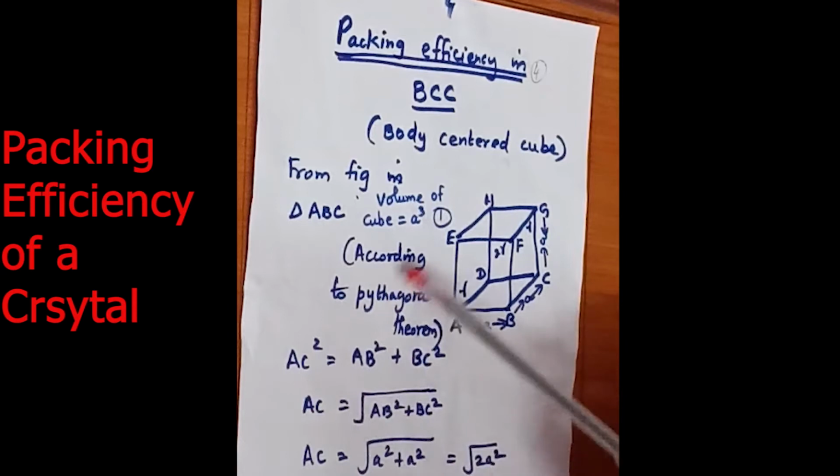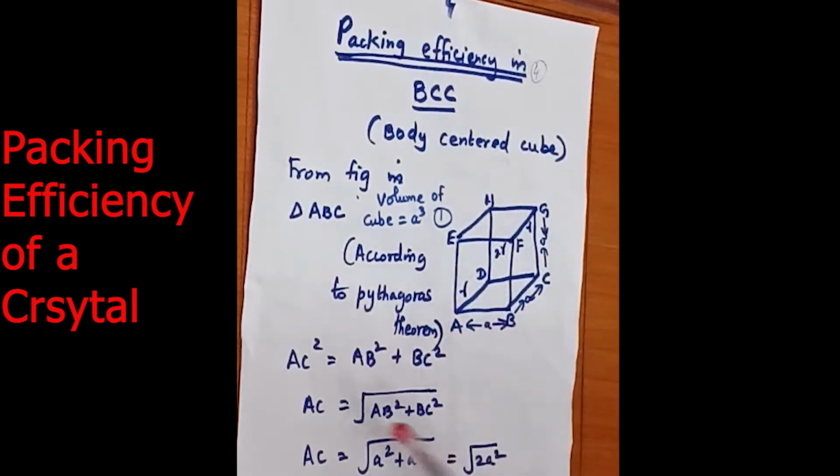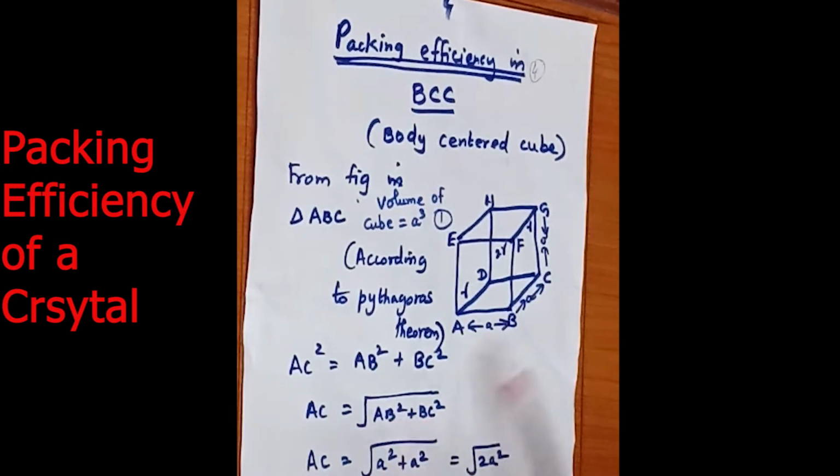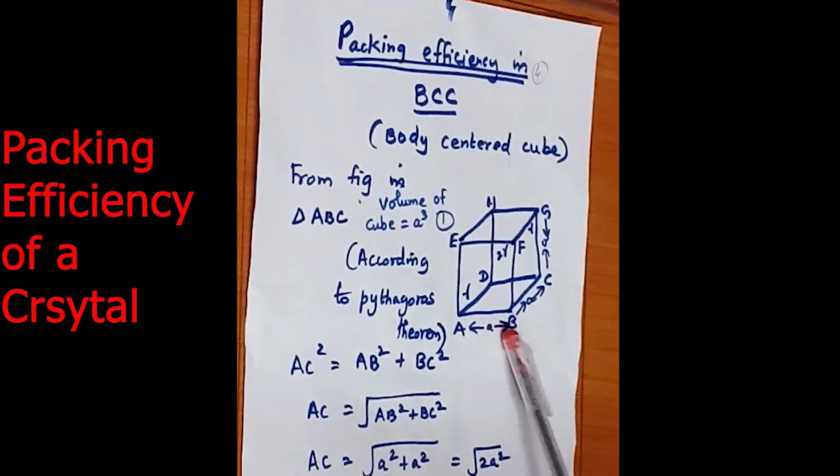Where according to Pythagoras theorem, AC squared equal to AB squared plus BC squared. So when you take the square root, AC equal to root of AB squared plus BC squared. So next, AC equal to, AB squared and BC squared values, A squared plus A squared, so there are two A squared, so it is root of 2A squared. So AC value is equal to root of 2A. So first we are considering the triangle ABC.